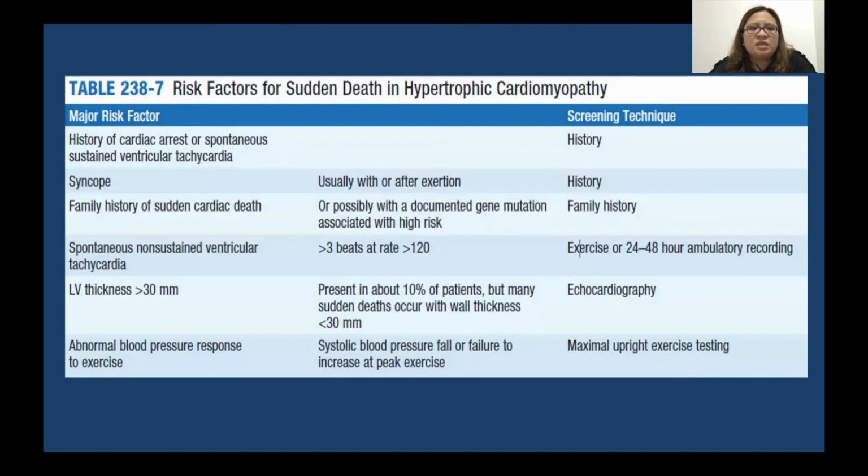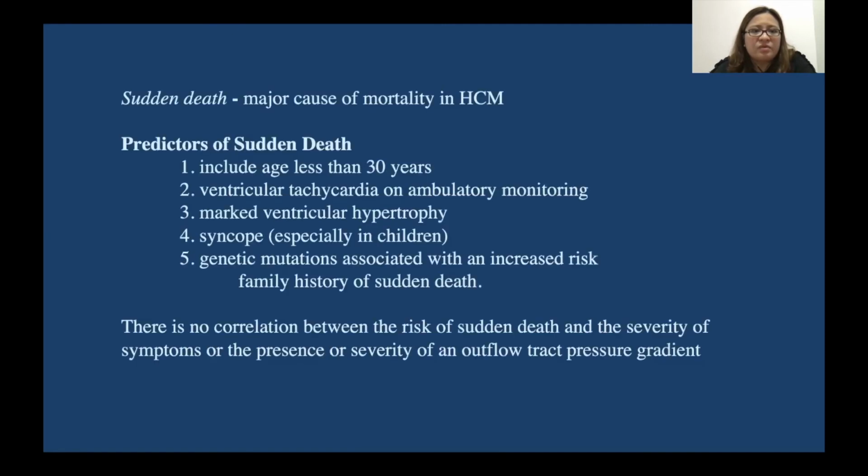So these are the risk factors for sudden cardiac death in hypertrophic cardiomyopathy. It is just presented in the table. An LV thickness of more than 30 millimeters is present in about 10% of patients, but many sudden cardiac deaths can also occur with wall thickness of less than 30 millimeters. This is the same as these five predictors.